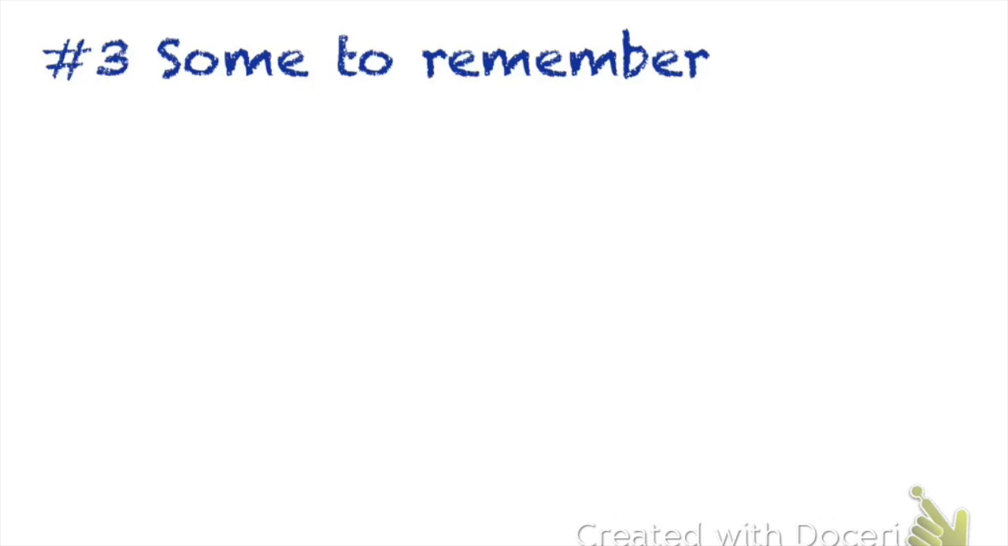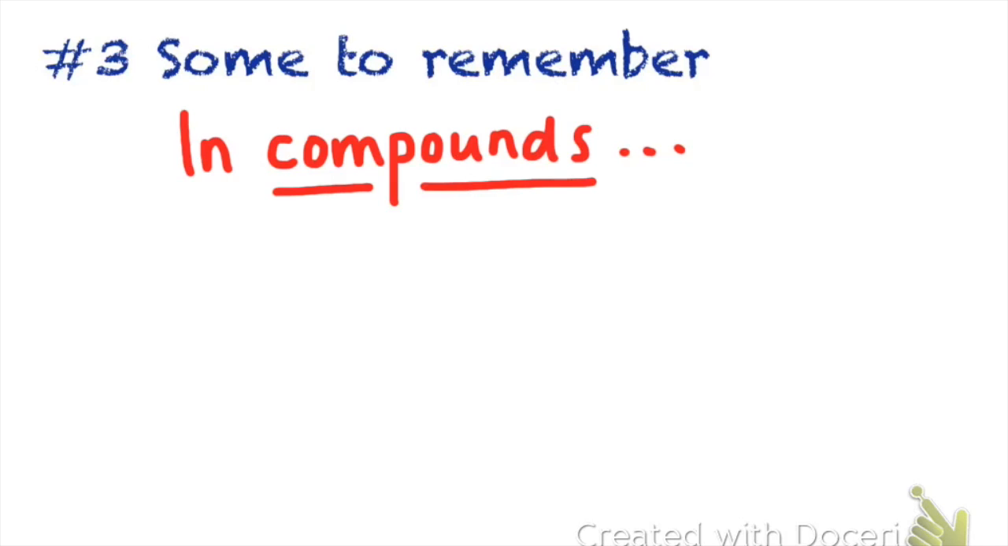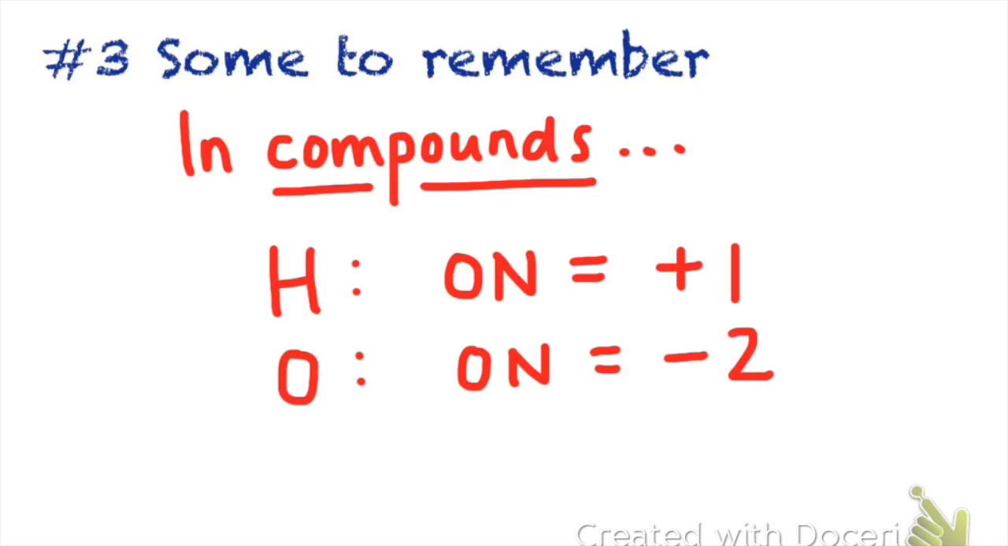Right, third rule. There are a couple of oxidation numbers you just need to remember and learn off by heart. And this refers to species that are in compounds. It's really important, not when they're uncombined as elements. We've already seen that their oxidation number is 0, but when they're in compounds, hydrogen, for example, almost always has an oxidation number of +1. Oxygen, almost always an oxidation number of -2. Fluorine, oxidation number -1. So you can learn those off by heart.